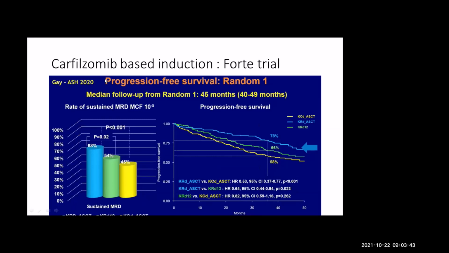So these are the PFS curves for this. The first arm was KRD 12, a good regimen, but no transplant was used here. Next was KRD and then transplant, and another was KCD and transplant. The KCD regimen did worse in terms of PFS. KRD with ASCT did the best, and KRD without transplant showed a drop, especially after the first few years. So even with a potent PI-based regimen, we need to do transplant for these patients for optimal long-term outcome.